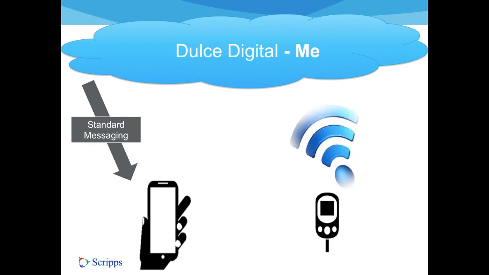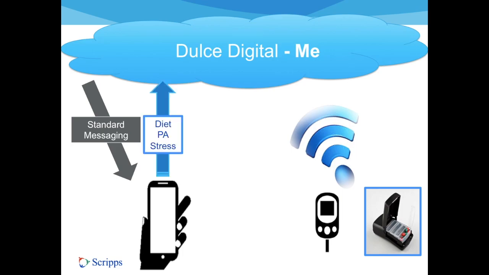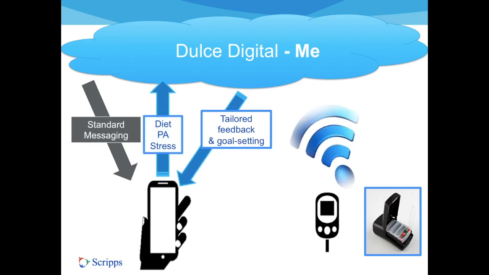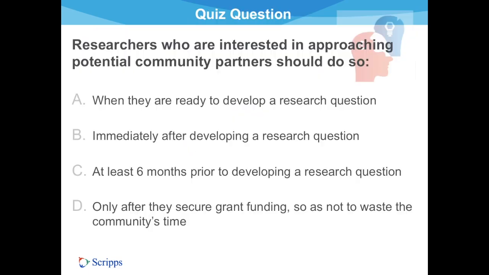Dulce Digital Me also wirelessly captures information about medication adherence and brief assessments of diet, physical activity, and stress levels. All of this information is transmitted to the cloud and then used to inform individualized feedback and goal-setting messages that are sent back to participants.